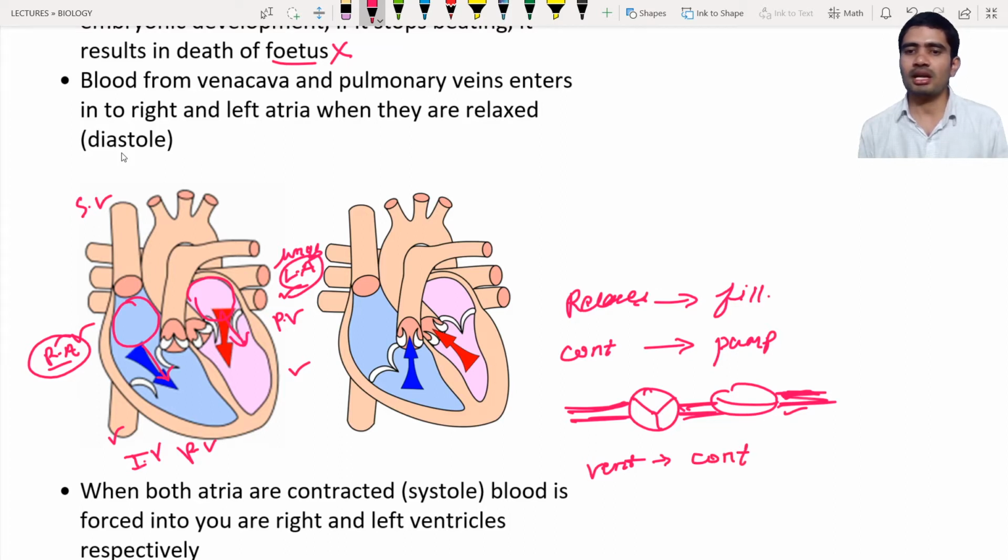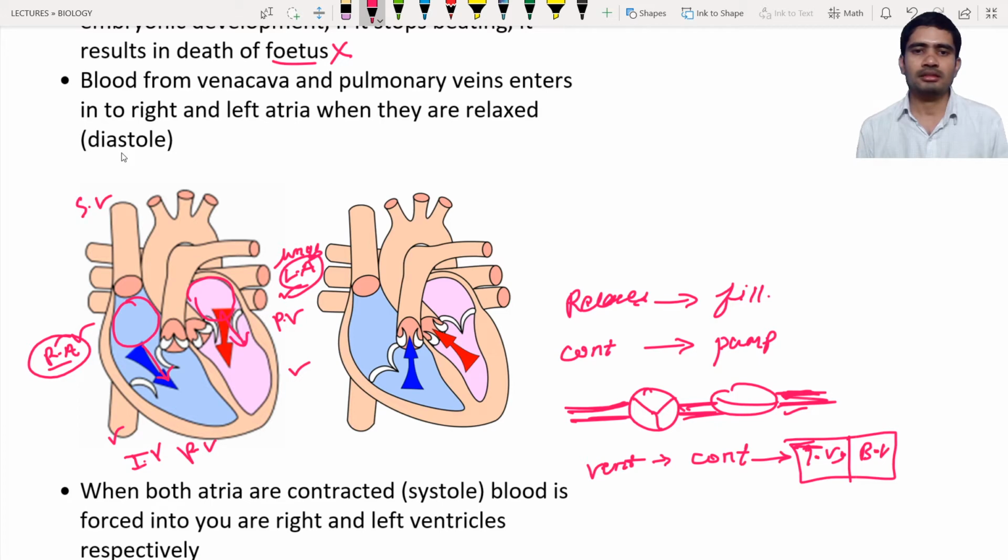So when the ventricles are going to contract, what will happen? You can see the tricuspid valve and also the bicuspid valve. These tricuspid and bicuspid valves are going to close. So the question is why? Why are the tricuspid valve and bicuspid valve going to close?